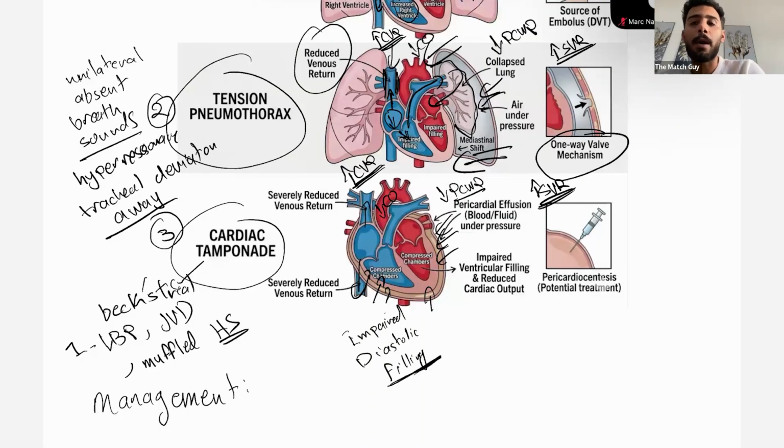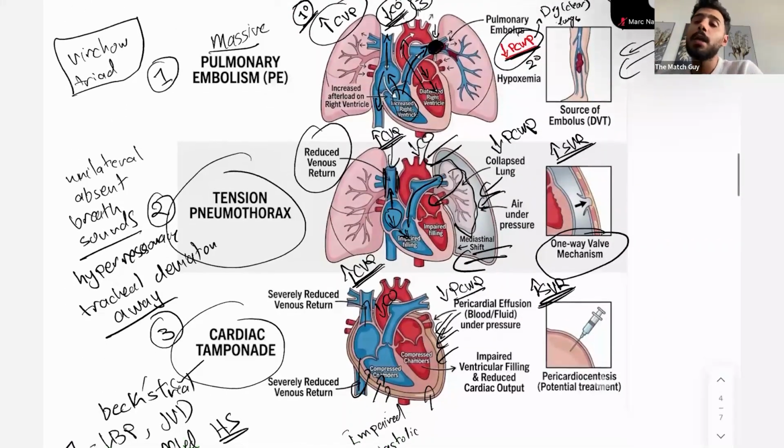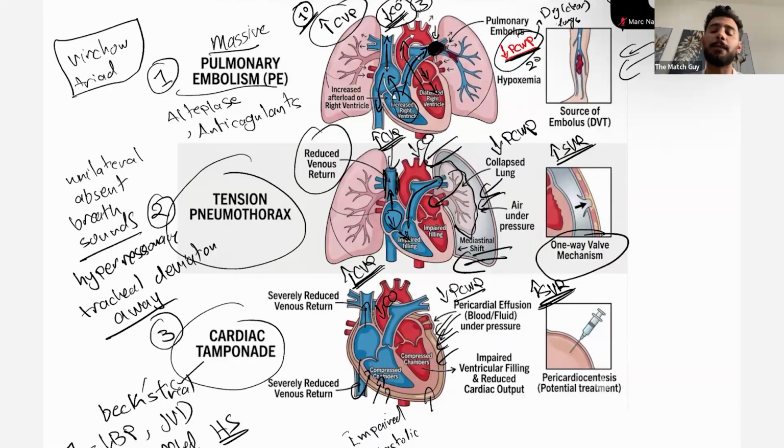And the management is going to also depend on the etiology. That's why for obstructive shock, you have to carefully evaluate the situation and see what type of shock we are dealing with. And then for treatment, for pulmonary embolism, if it's a massive pulmonary embolism, you can use alteplase or drugs that are fibrinolytic to lyse the clot that has formed, or you can use anticoagulants like heparin to break off this clot and prevent more clots from forming.